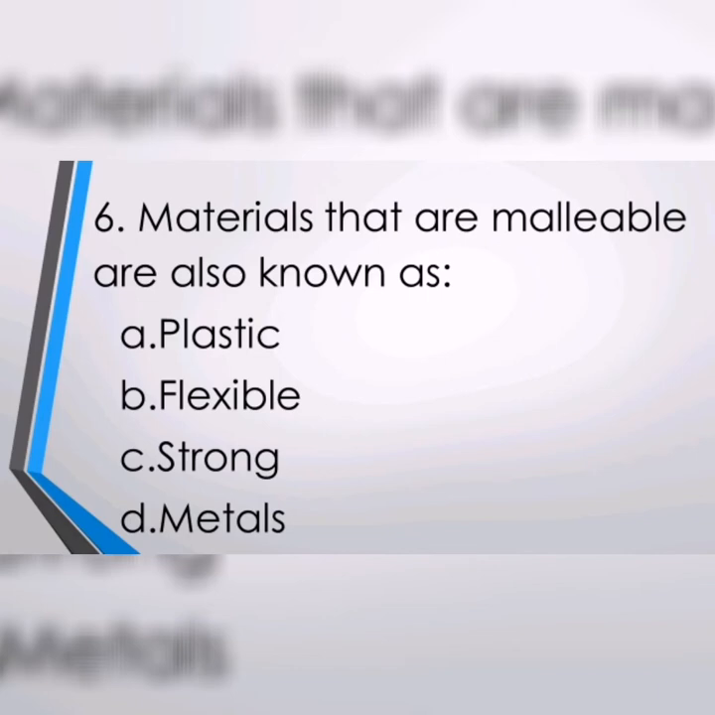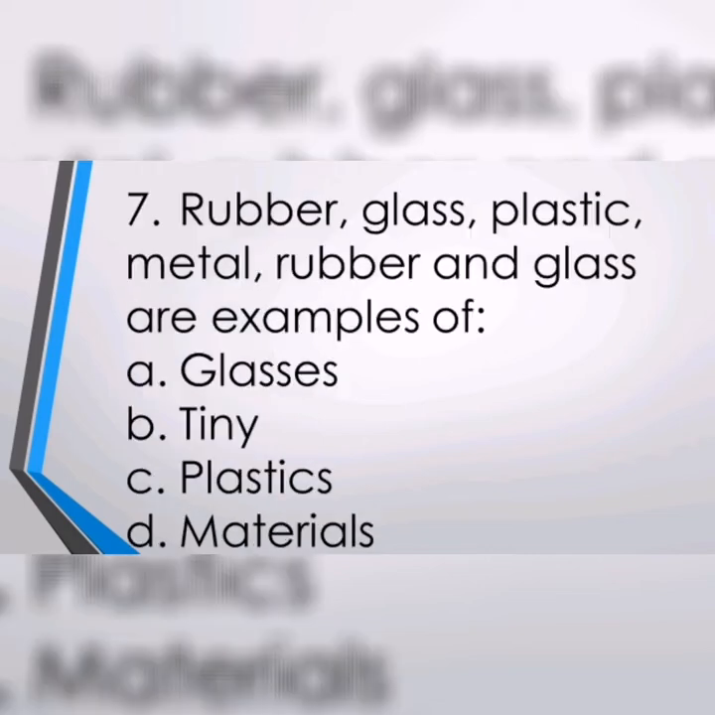Number 6. Materials that are malleable are also known as A. Plastic. B. Flexible. C. Strong. D. Metals. Number 7. Rubber, glass, plastic, and metal are examples of blank. A. Glasses. B. Tiny. C. Plastics. D. Materials.